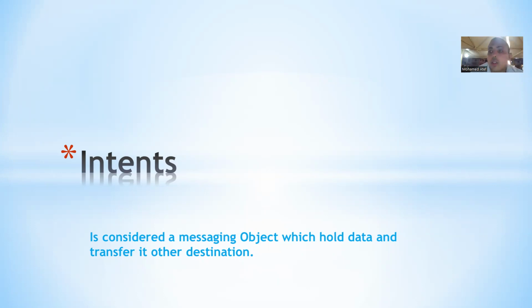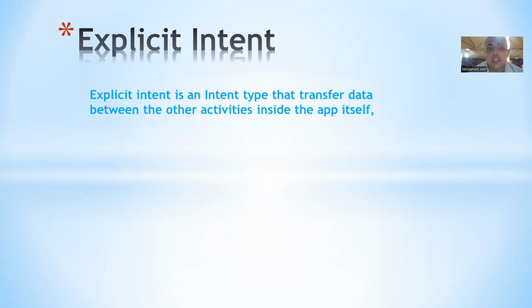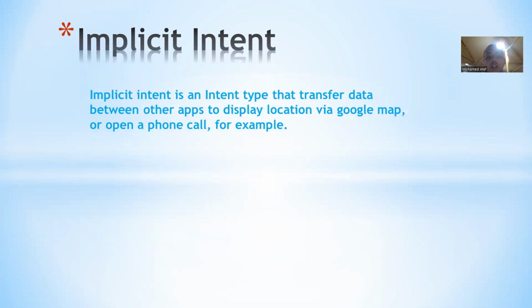Firstly, we will discuss intents in Android. What is an intent? An intent is a messaging object in Android that holds data and is used to transfer this data to another destination. Intents are implicit or explicit. Sending data inside the app is called explicit intent, but sending data outside the app is called implicit intent.